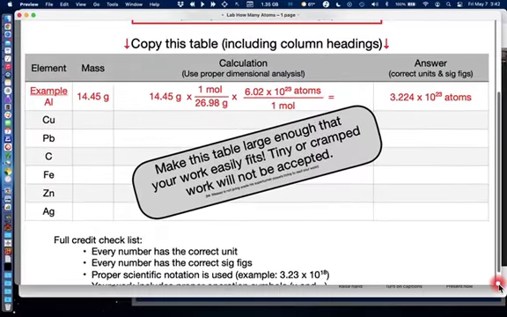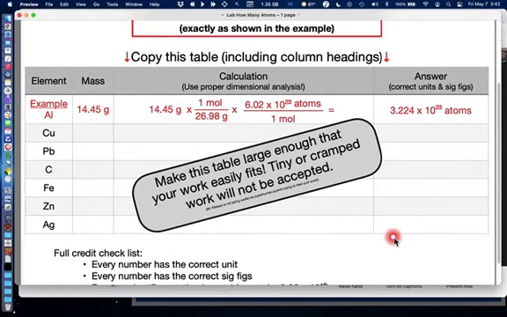Now there's a lot of verbiage here, but the heart of the lab is that you're going to copy this table, just as it says above here, copy this table including the column headings, and I'm going to be giving you the mass of these 6 elements. And you're going to be doing the calculation just as shown in the example to determine how many atoms you have.